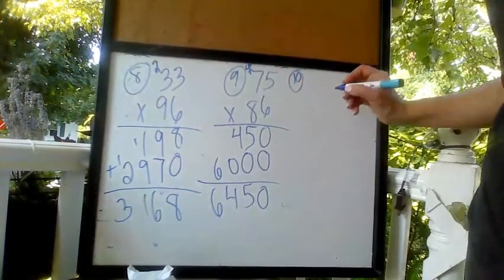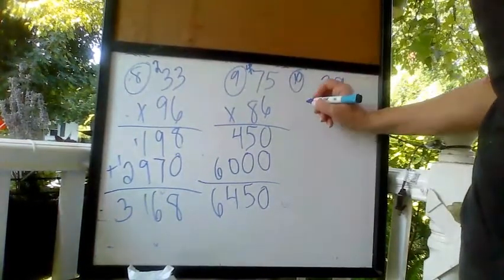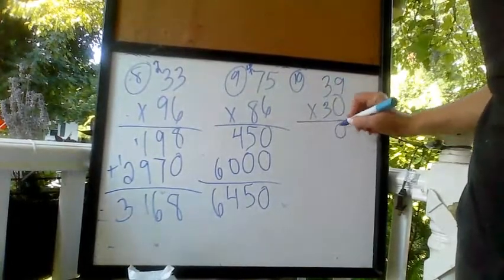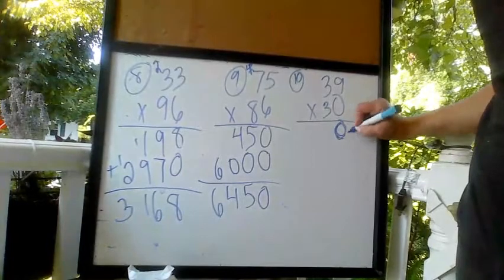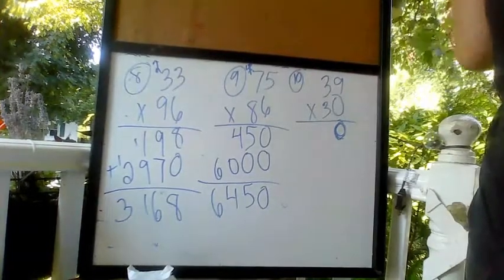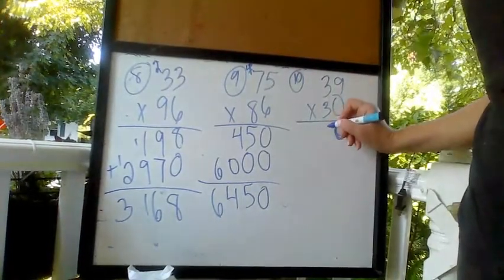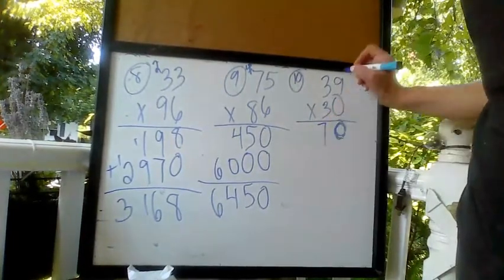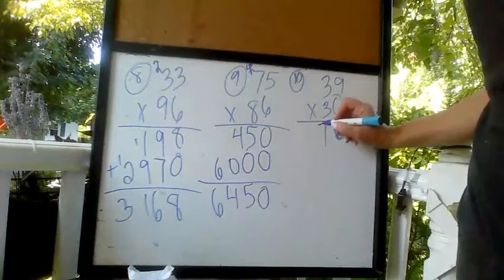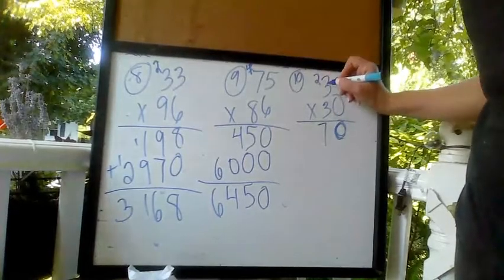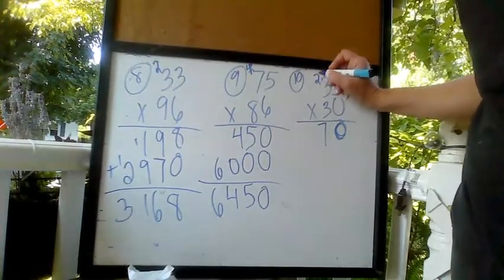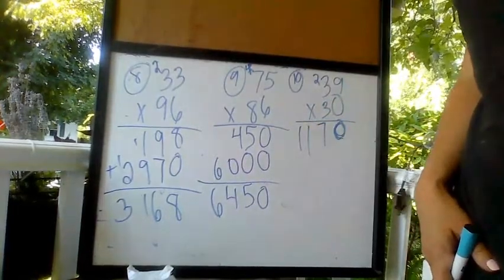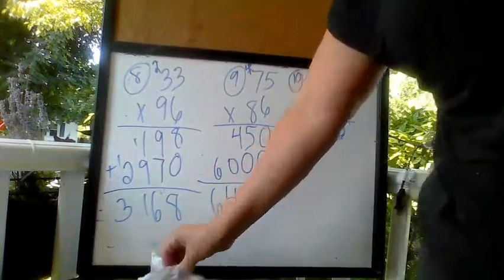Number 10, 39 times 30. 0 times anything is 0. 3 times 9 is 18. I'm sorry, 3 times 9 is 27. 3 times 9 is 27, so write a 7, carry the 2. 3 times 3 is 9, plus 2 is 11. So that answer is 1,170. Okay.